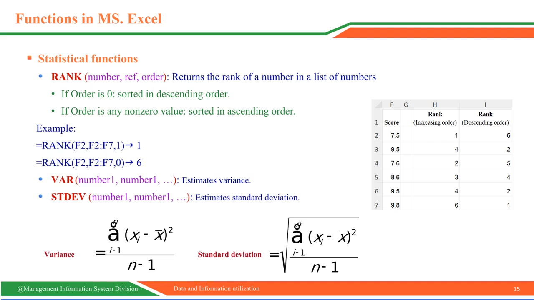Example: rank F2, F2 to F7, 1, returns 1, because F2 contains the smallest value, ranked 1 in ascending order. Rank F2, F2 to F7, 0, returns 6 because F2 contains the smallest value, ranked 6 in descending order.